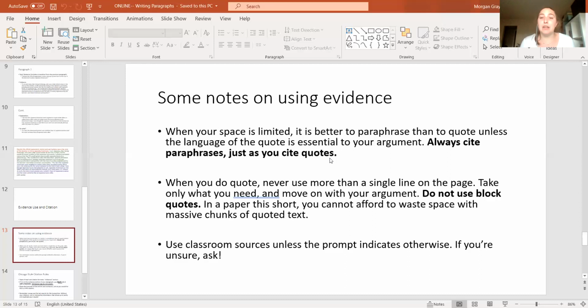And again, as I said a minute ago, use your classroom sources unless the prompt indicates otherwise. If you're not sure how your professor feels about outside sources and you think you found something really cool and relevant, ask. Always ask for clarification. It's way better to do that. And 9 times out of 10, your professor or your TA would much rather answer a question about, is this source okay? Do you want me to only use the class sources? They'd rather answer that question than have to deduct points and get snarky with you in the footnotes because you didn't do what they thought they'd instructed you to do. Ask, ask, ask for clarification.